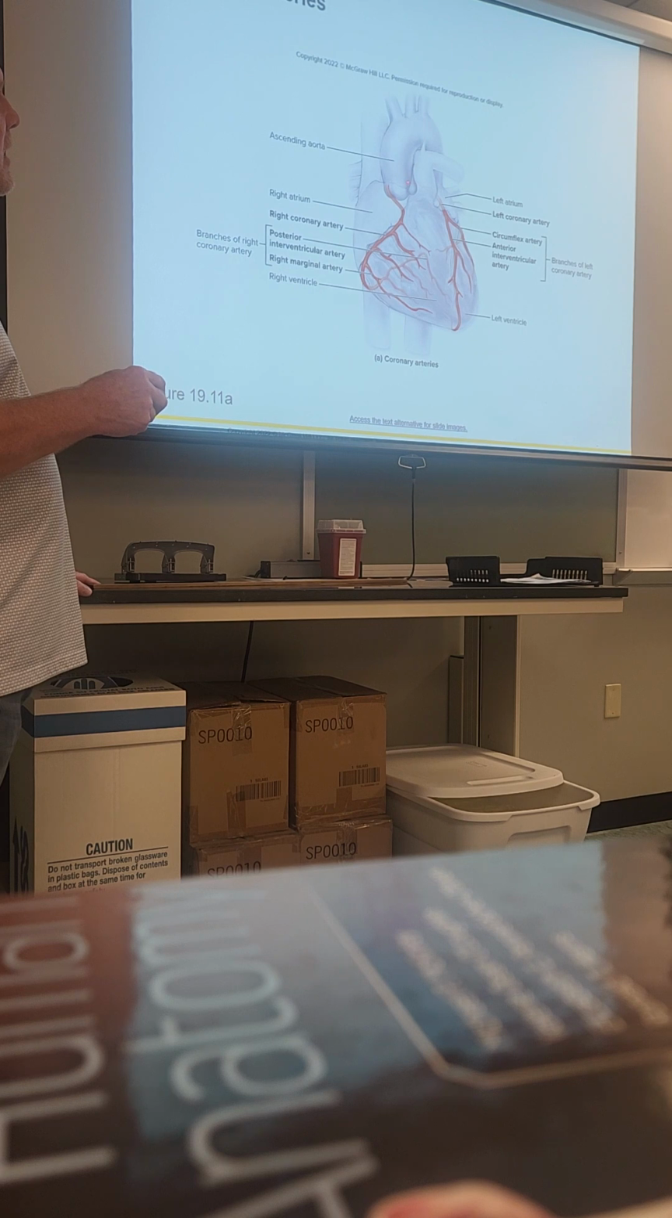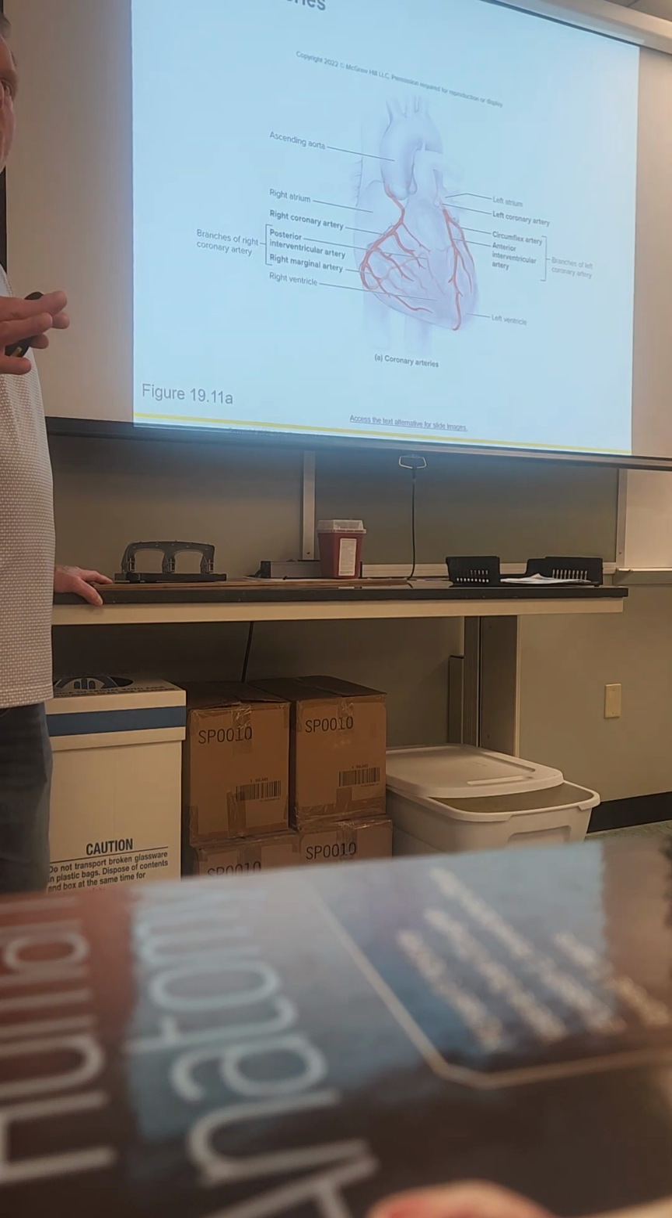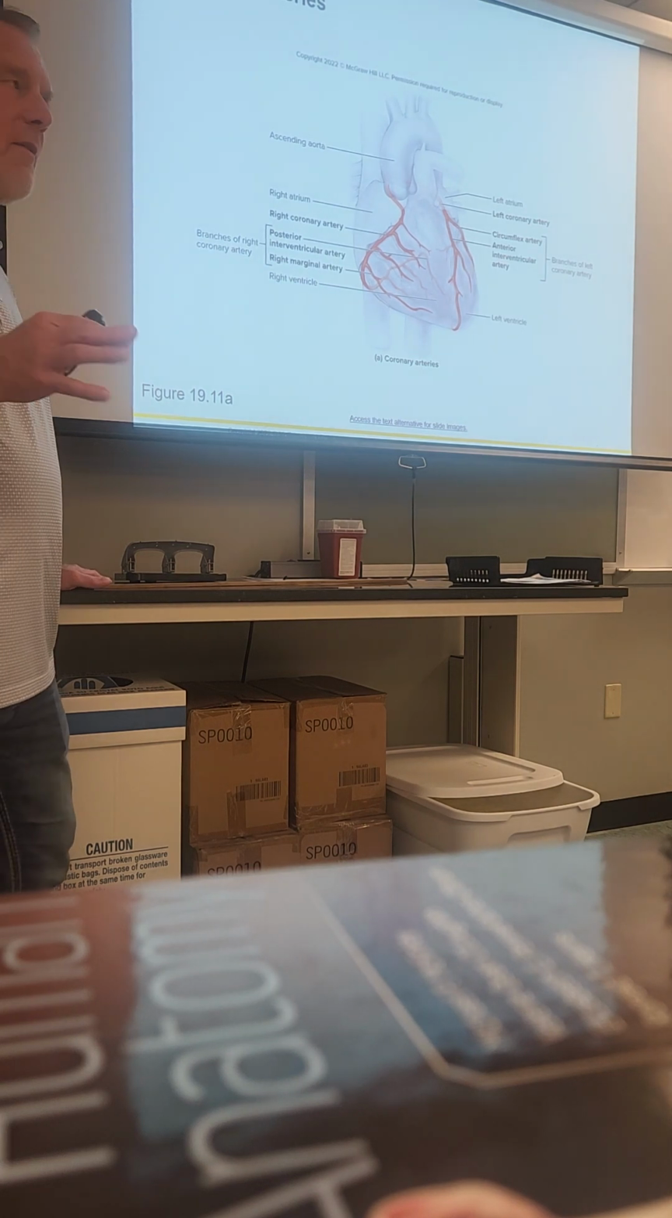These two guys right here and right here are your two coronary arteries, big boys. Right coronary artery wraps around like this. Left coronary artery wraps around like this. You've already seen those when you looked at your model. All right, so you have a right and you have a left.